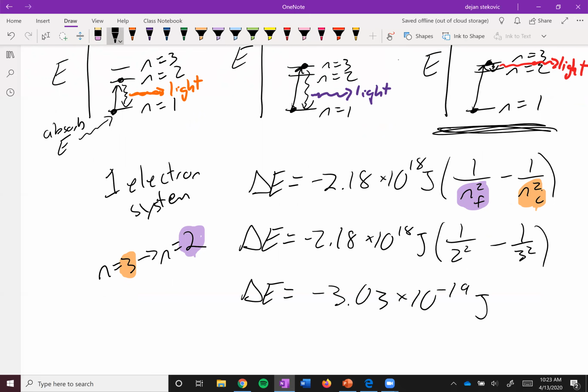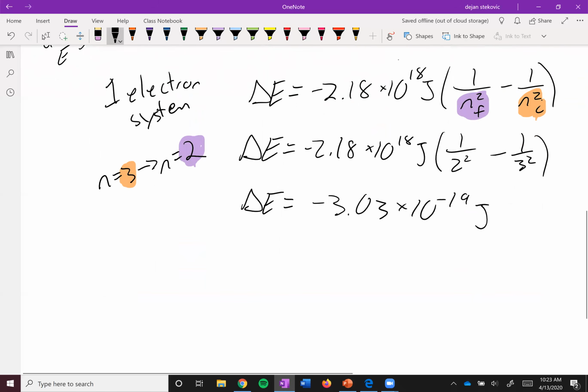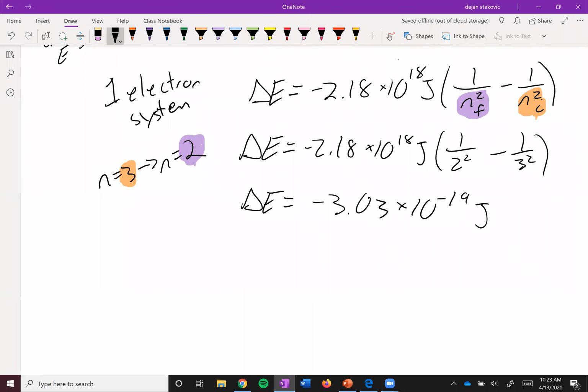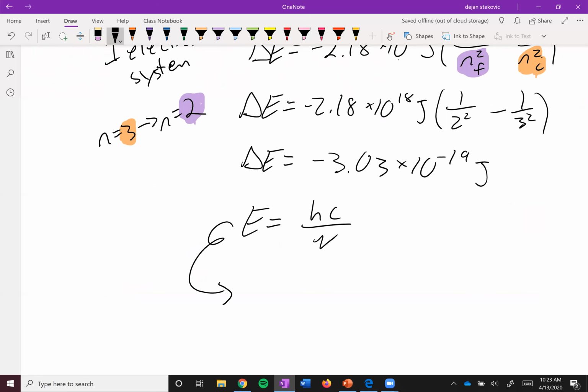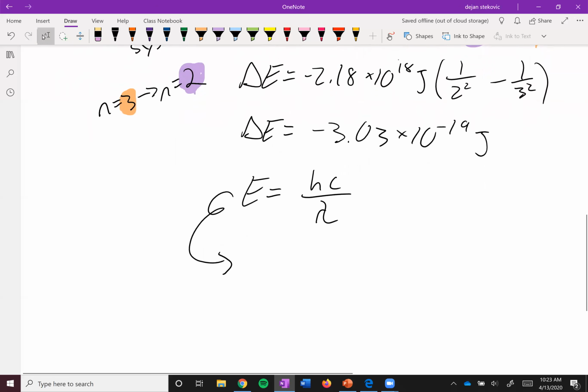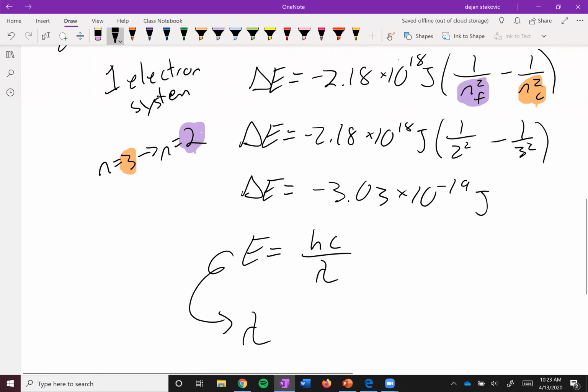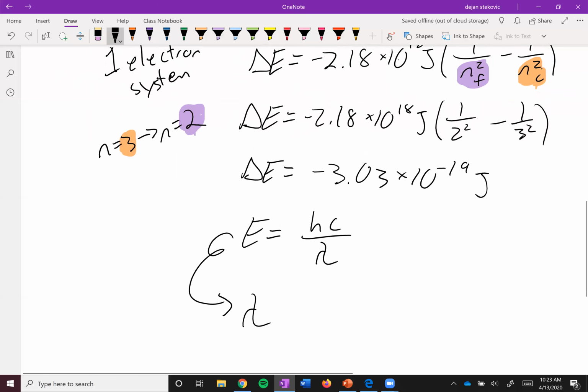The negative sign just means that you're releasing energy, right? Because we're going down in terms of orbitals. And then if we think back to Einstein, he said that energy is equal to hc over lambda. And so we can plug and chug these numbers in. So let's reorganize what we want to solve here. Lambda, wavelength, what we want to solve here is for wavelength. What wavelength of light are we emitting here? So we can reorganize the equation to be hc over E.